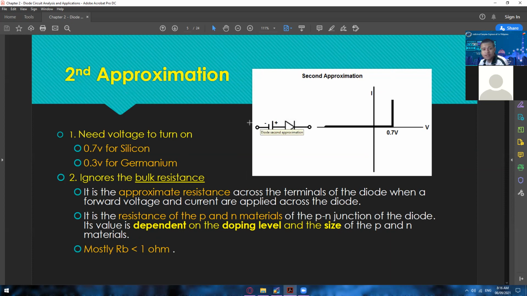The second one is, of course, the second approximation, wherein here are the characteristics that you guys need to memorize or need to be familiar with. So you need voltage to turn on.